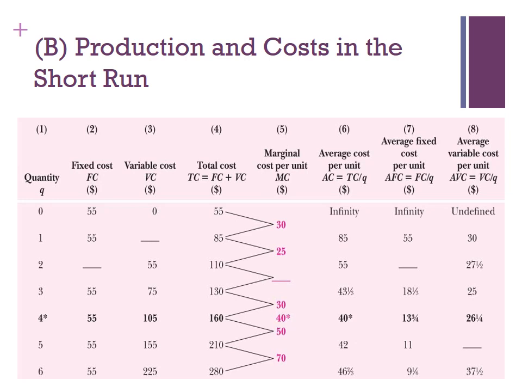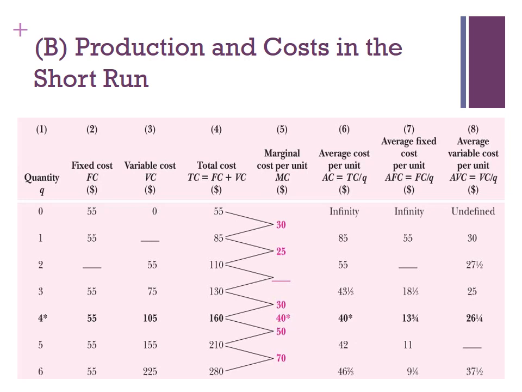Now we can move to average fixed cost. Average fixed cost equals what? Fixed cost divided by quantity produced. Fixed cost, column number 2, divided by quantity produced, column number 1. So 55 divided by 0, 0. 55 divided by 1, 55. 55 divided by 2 equals 27.5. So this missing figure is 27.5, and so on we can calculate the whole numbers for fixed cost.